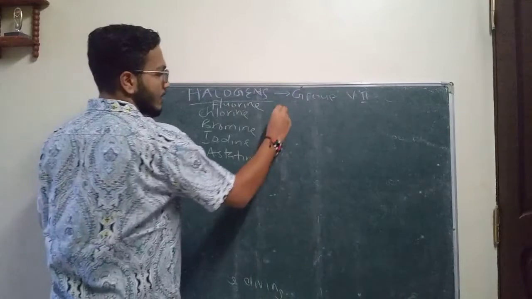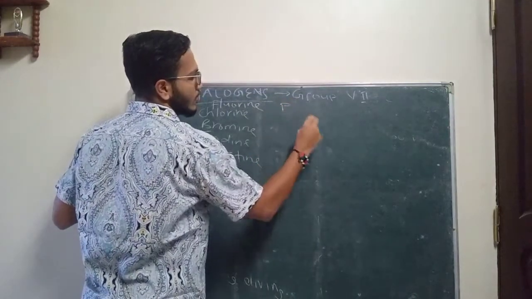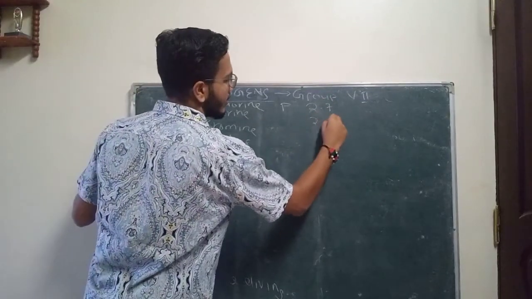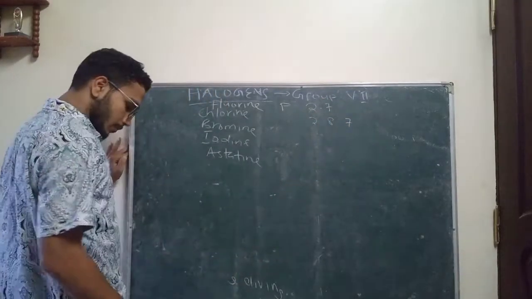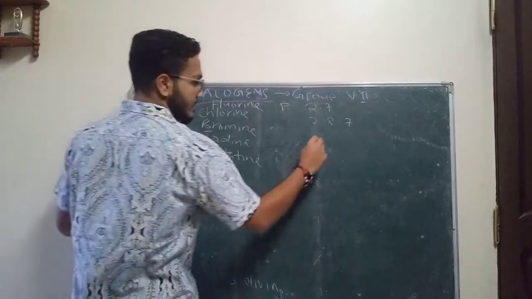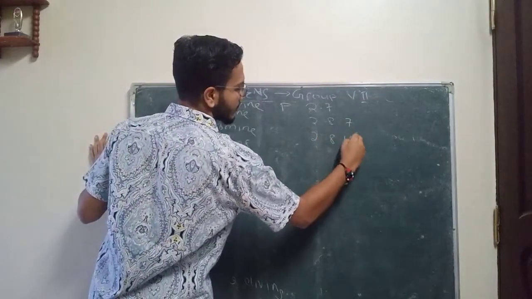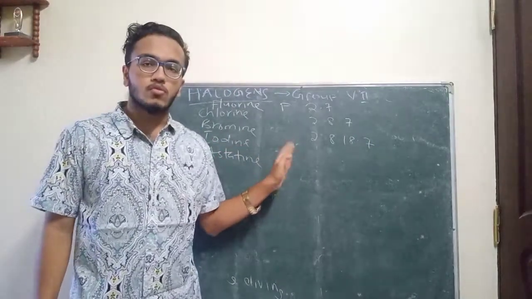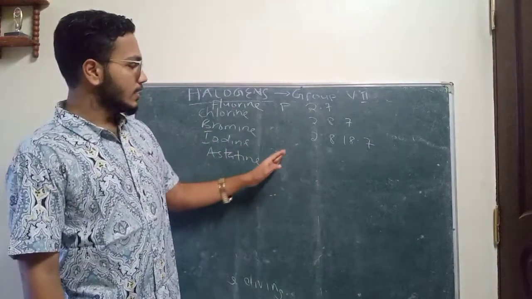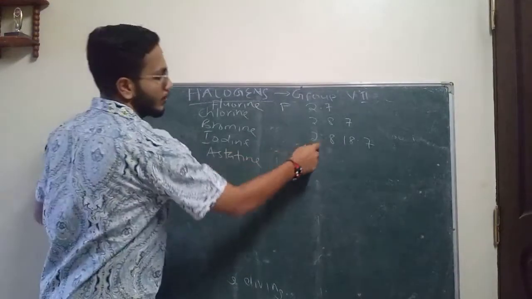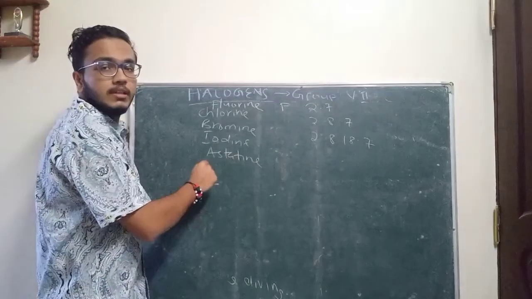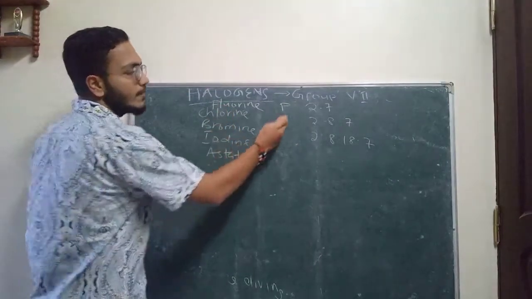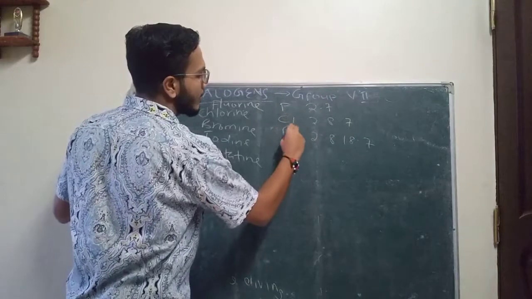So fluorine, written as F, has an electron configuration of 2, 7. Chlorine is 2, 8, 7. Bromine is 2, 8, 18, 7. And as you saw the formula for energy levels, 2n squared, you can calculate how many electrons the third energy level can occupy in iodine and astatine, but that is not necessary. So for fluorine, chlorine, and bromine, we know the electron arrangements.